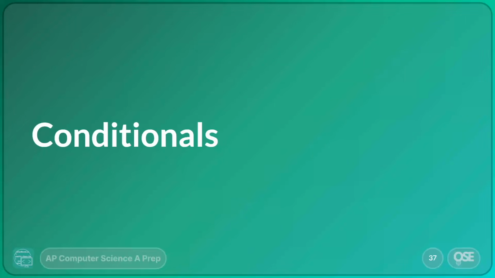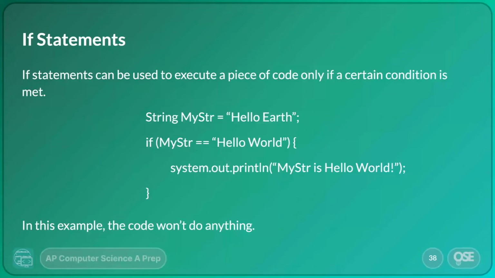Now, let's talk about conditionals. Conditionals, also known as if statements, can be used to execute a piece of code if a certain condition is met. In this example, we have a string, which is hello earth, and we are checking if my string equals hello world, then system.out.println my string is hello world. In this example, the code won't do anything, as the string my string is equal to hello earth and not hello world.